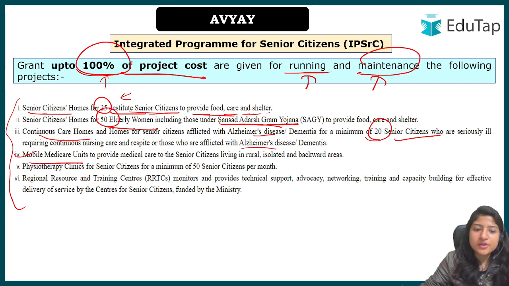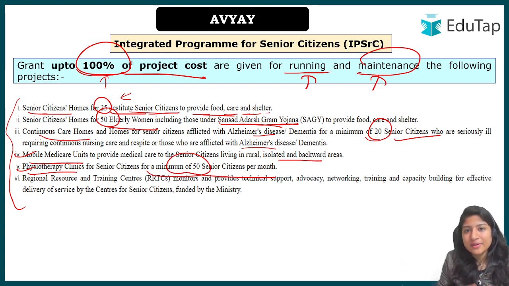Then mobile medical units will be there, so that in isolated and backward areas, if senior citizens need any help, they can get that. Physiotherapy clinics will be set up for senior citizens. Okay, for a minimum of 50 senior citizens, meaning whenever these clinics are made, they will be made such that a minimum of 50 citizens can come there.